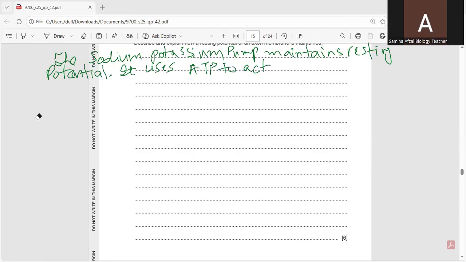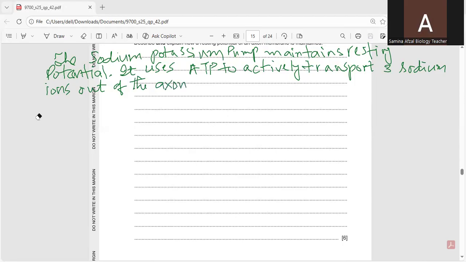to actively transport three sodium ions out of the axon for every two potassium ions it brings in.